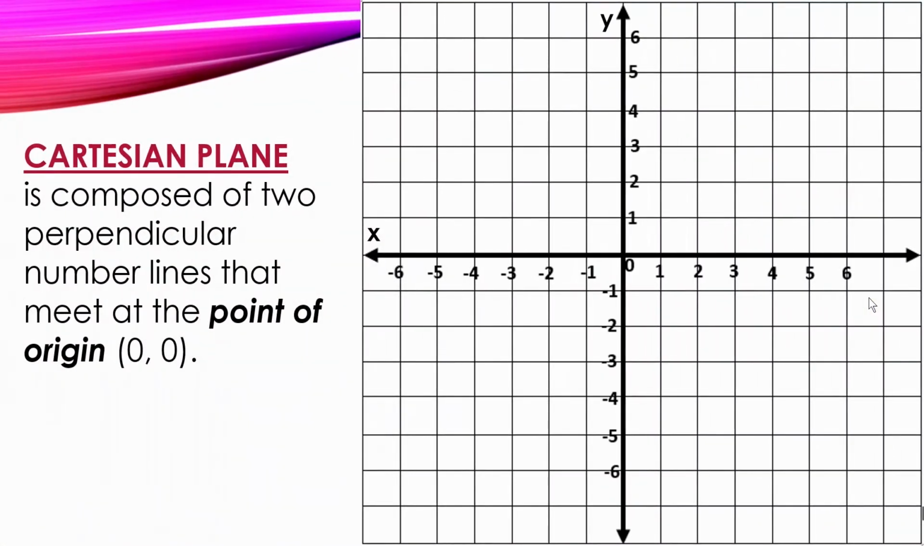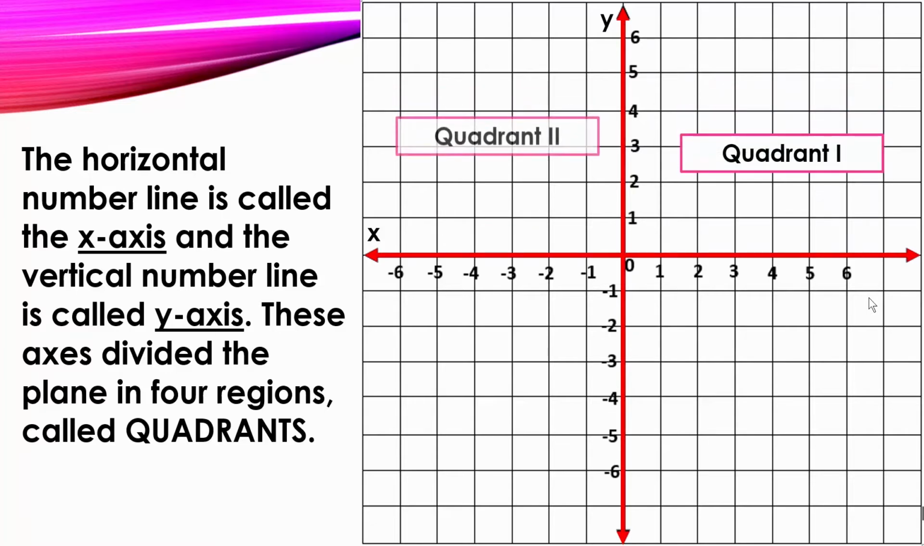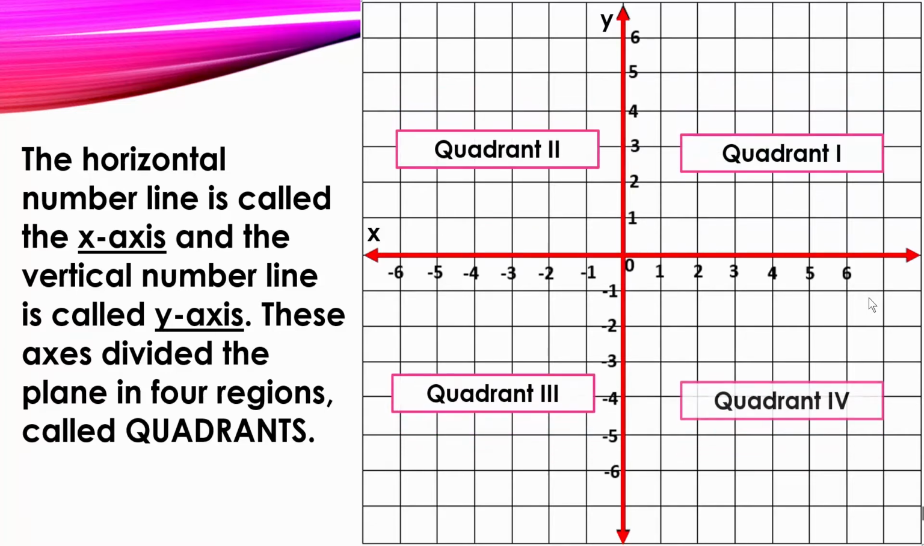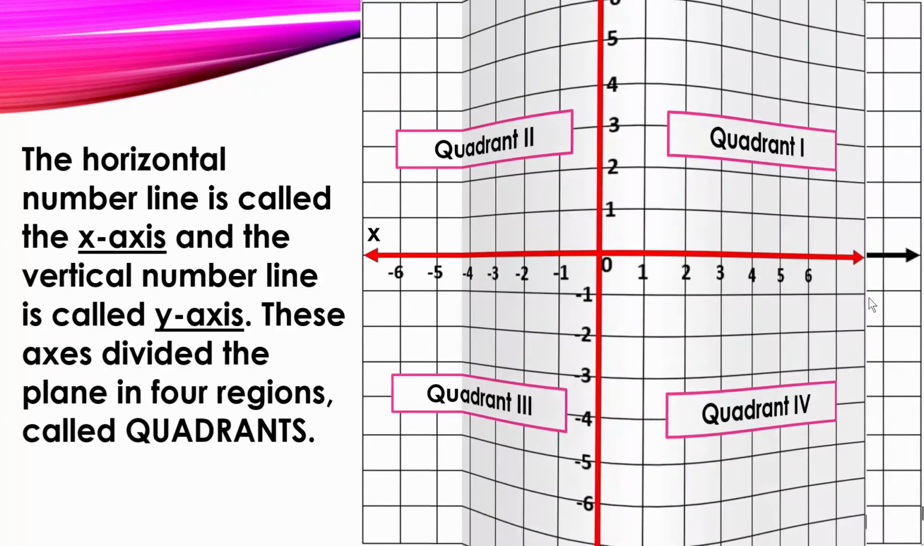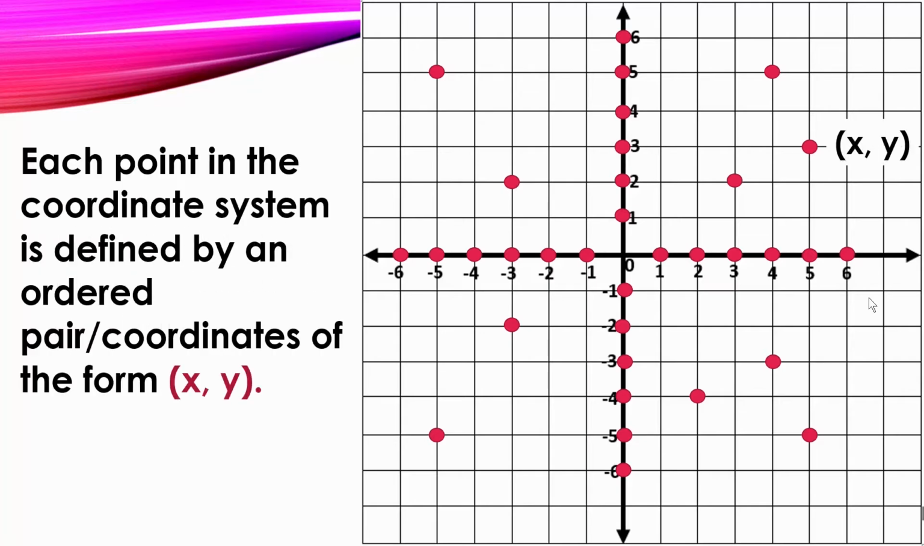Let's talk about different terms related to the rectangular coordinate system. Cartesian plane is composed of two perpendicular number lines that meet at the point of origin. The horizontal number line is called the x-axis and the vertical number line is called the y-axis. The x and y axes divide the plane into four regions called quadrants. This is quadrant 1, quadrant 2, quadrant 3, and this is quadrant 4. Cartesian plane is composed of an infinite number of points, and each point in the coordinate system is defined by an ordered pair or coordinates of the form (x, y).